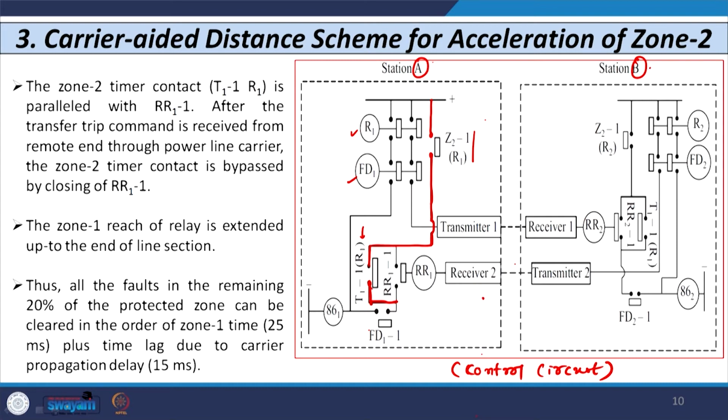Now, what will happen in this case is that the zone 2 timer contact, that is T11 R1, you can see here, we have connected in parallel with the contact of the receiver relay, that is RR11. So, once we have received the transfer trip command from this side for the remaining fault on 20% of the line.